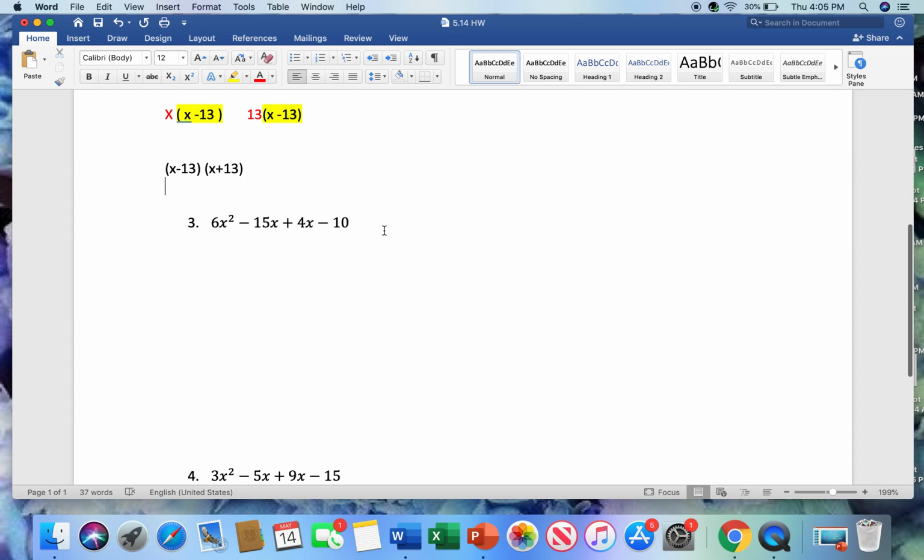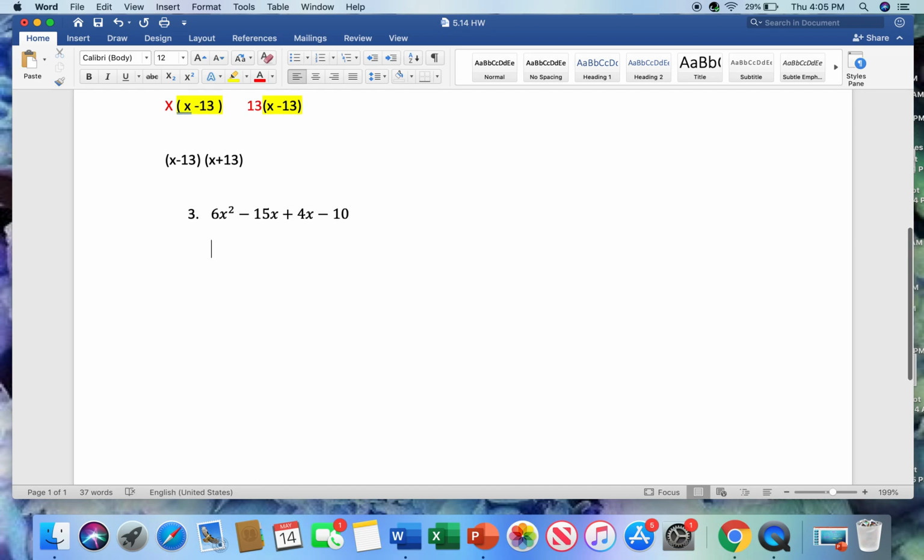Let's try number 3. We have 6x squared minus 15x plus 4x minus 10. First thing, let's break it up into two problems. So we did that. Now we're going to find the greatest common factor between 6x squared and negative 15x. The greatest common factor is 3x. How do we get 6x squared? We have to multiply by 2x. And how do we get negative 15x? Multiply 3x by negative 5.